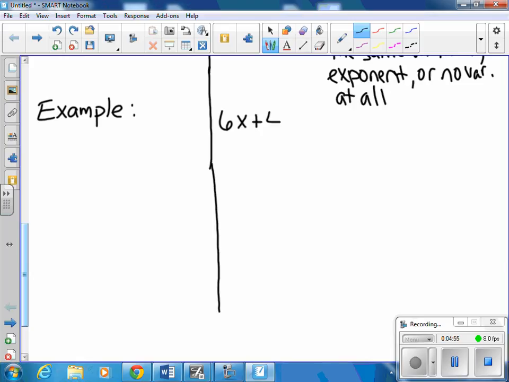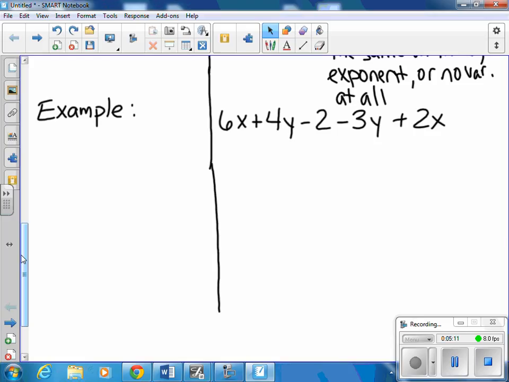Okay, that's what makes it an algebraic expression, is that there's a lot of pieces to it. Your job is going to be to pull apart all the pieces and label them according to what they need to be. All right, so there's our expression. We know it's got letters, numbers, and signs, so we know it's an algebraic expression.